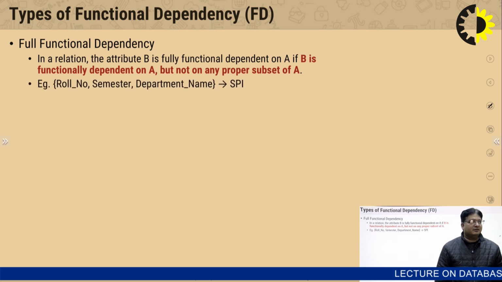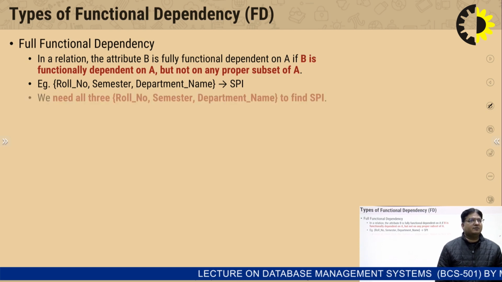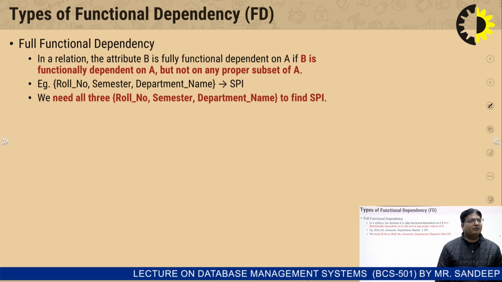That is, let us see an example where roll number, semester and department is determining SPI. Then we need all these three attributes to determine SPI.